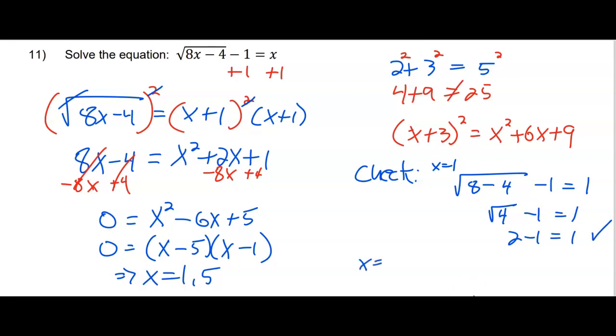And for x equaling 5, we would get the square root of 8 times 5, 40, minus 4 is 36, minus 1. Let's see, that's the square root of 36 is 6, minus 1. That should equal 5, and we plug in the 5 on the right, and that also equals 5. Both of these solutions are correct.